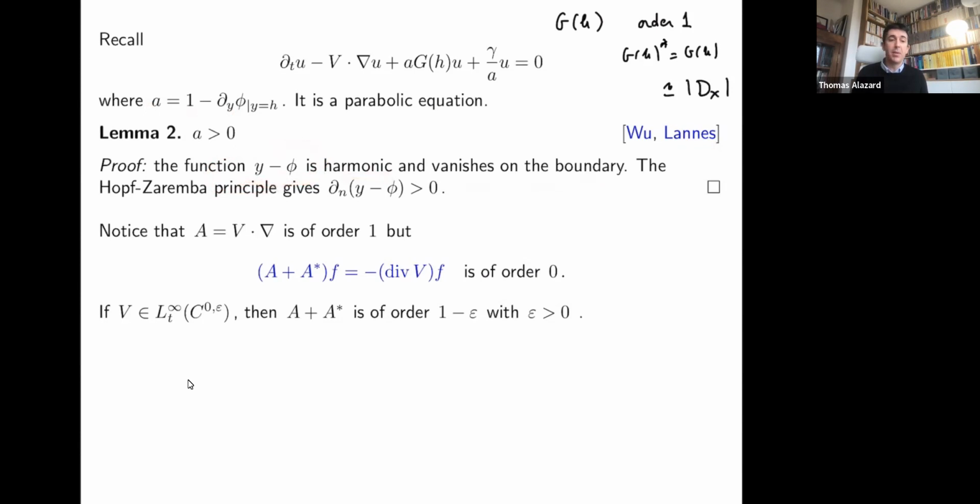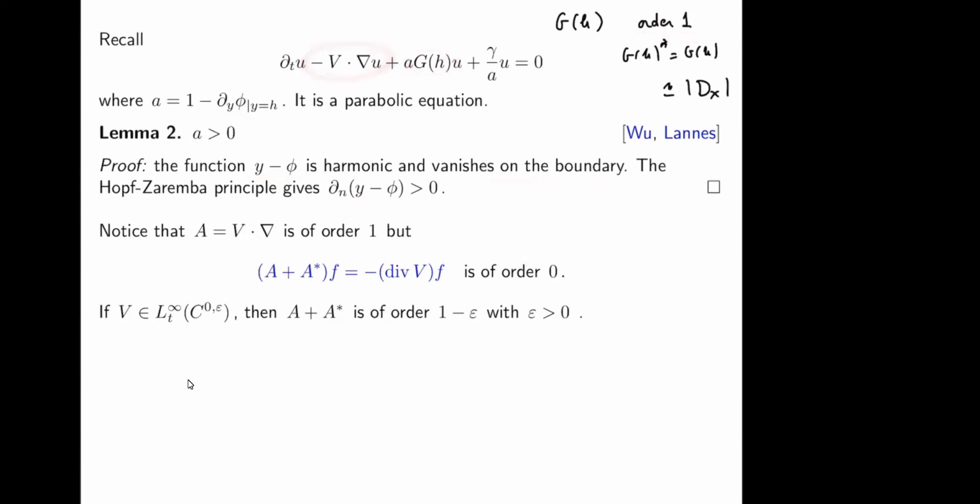And then you simply use the Hopf-Zaremba principle that says that the normal derivative of y minus phi on the free surface is positive. Since on the other hand this function vanishes on the boundary, it's very easy to relate the normal derivative to the vertical derivative, that is the derivative with respect to y, and you get the result. Now we have an equation with a term of order 1, GH.